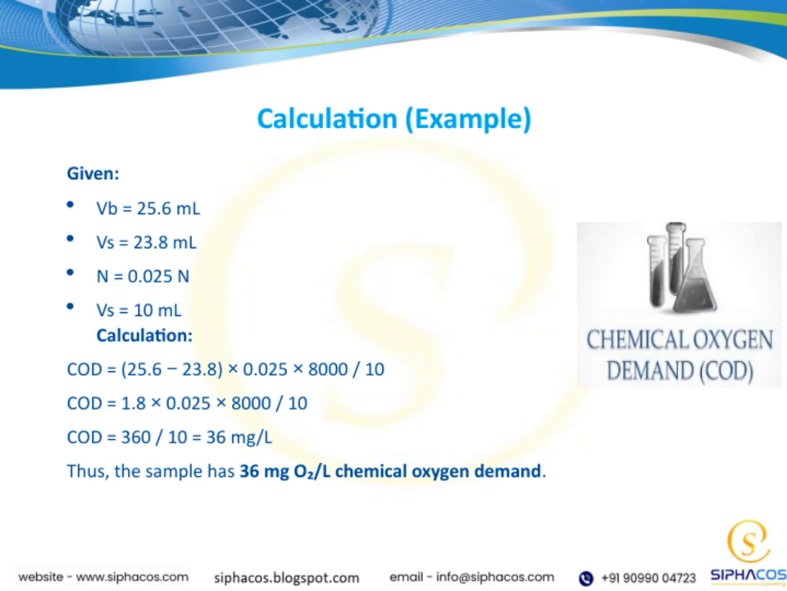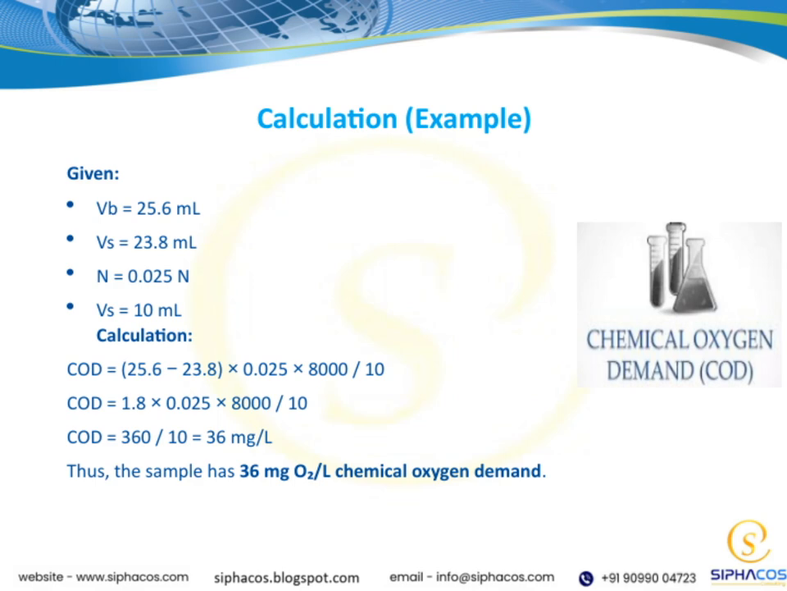The calculation involves subtracting the sample volume from the blank volume. So, 25.6 minus 23.8. This gives us the difference in milliliters. Next, we multiply that difference by the normality, 0.025 N, and then by 8,000, which is a conversion factor to get to mg/L.